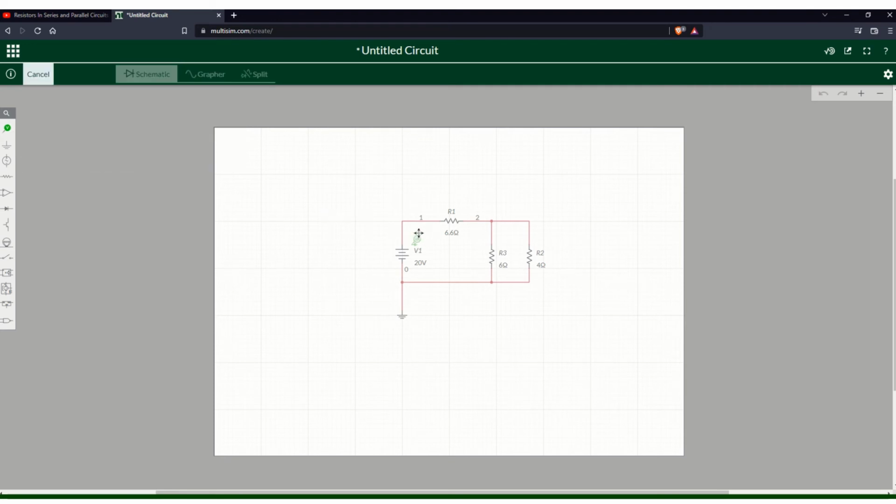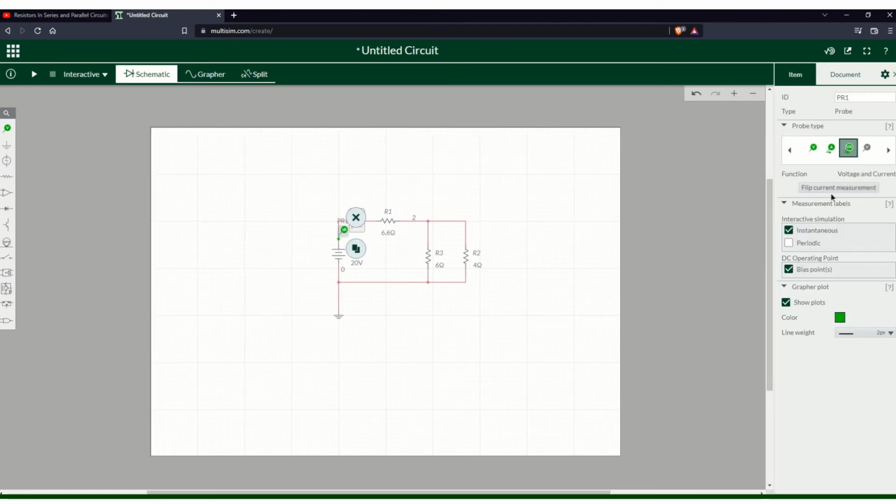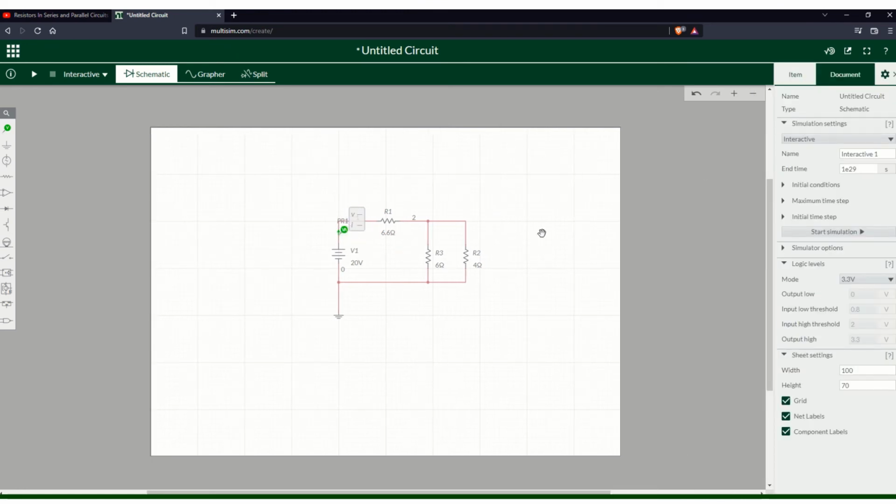we can go ahead and read the voltage and current values right here and flip the current measurement to go that way, just to begin. So right there with the voltage of 20 volts, we get our current running through the circuit of 2.2222.